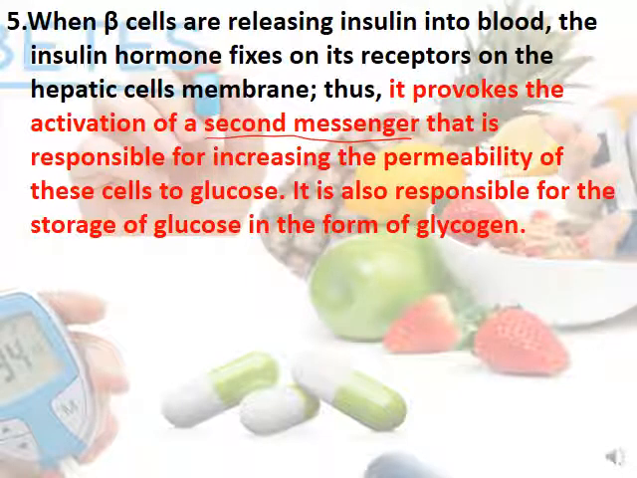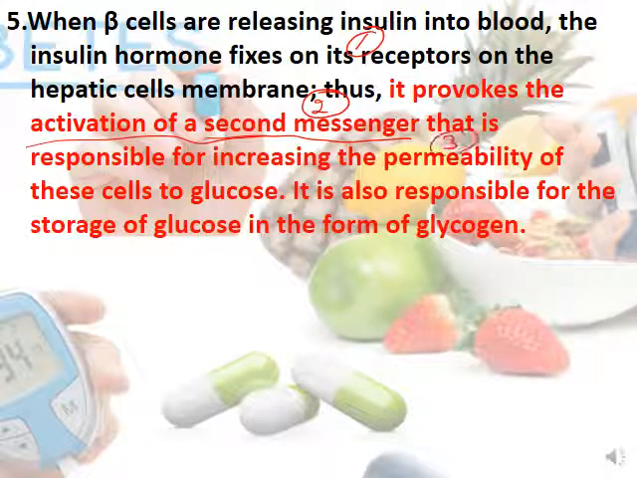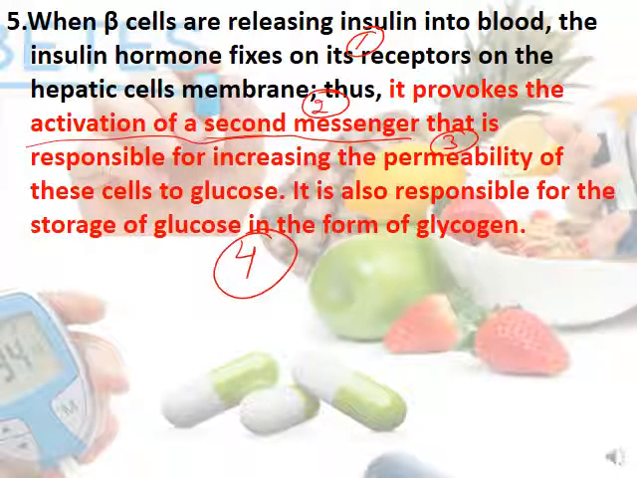First, whenever the beta cells release insulin into the blood, the insulin fixes on its receptors on the hepatic cell membrane. Activation of the second messenger is responsible for increasing the permeability of the cells to glucose, and also the storage of glucose in the form of glycogen. This is the mode of action of insulin on hepatic cells. By this, we finish document 4 about the hypoglycemic system.